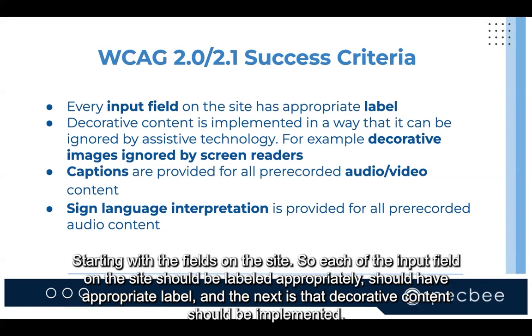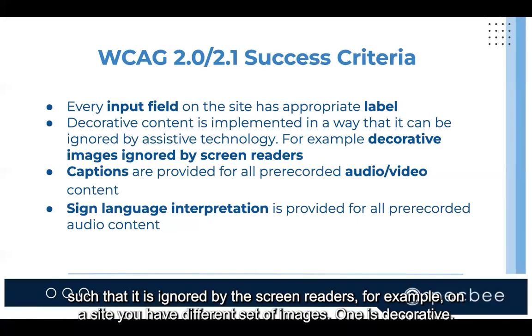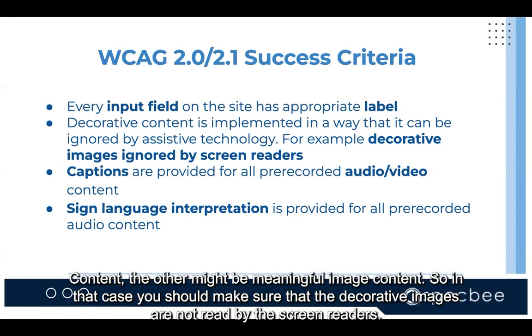And the next is that decorative content should be implemented such that it is ignored by the screen readers. For example, on a site, you have different sets of images. One is decorative content, the other might be meaningful image content. In that case, you should make sure that the decorative images are not read by the screen readers.